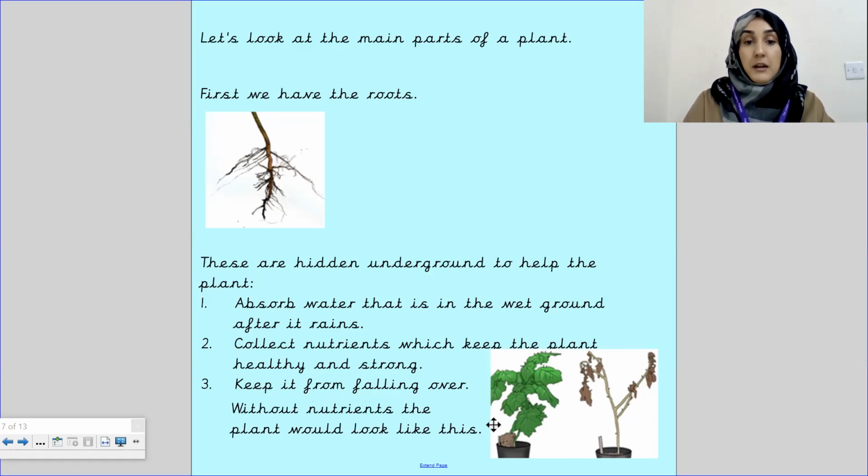Without nutrients, the plant would look like this one here on the right-hand side. So basically all withered and almost sort of rotten in a way.